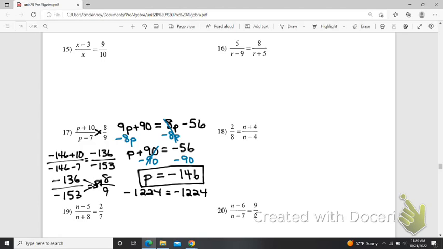So the process, very similar. Notice what I did here that was just a little bit different was that I did not write 9 parentheses p plus 10 and 8 parentheses p minus 7, but I still did distribute to both of these and both of these. So you're welcome to take that bit of a shortcut, but if you find that you're forgetting to distribute, then go back to writing the parentheses down. Okay, that's algebraic proportions. Good luck.